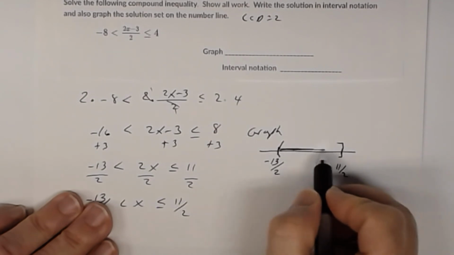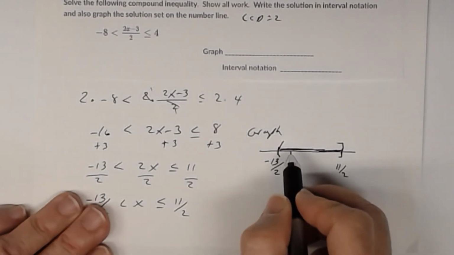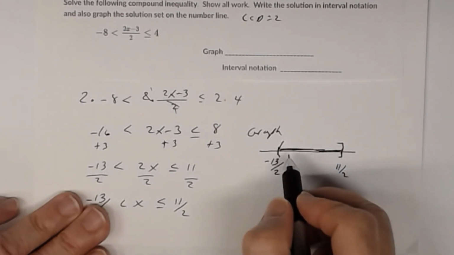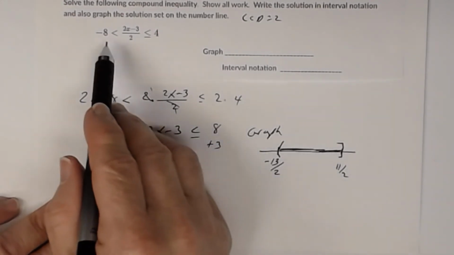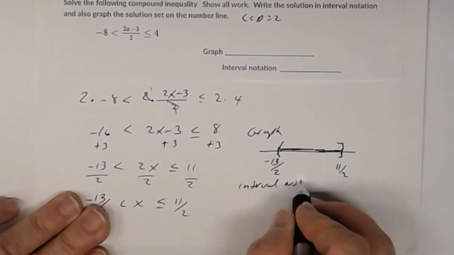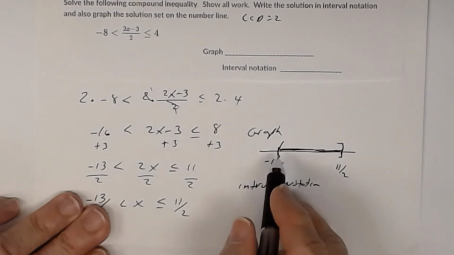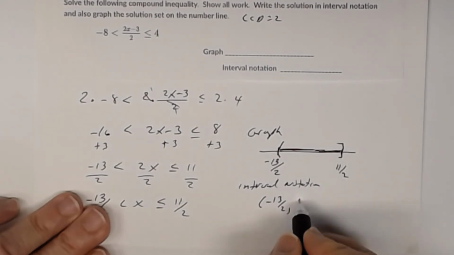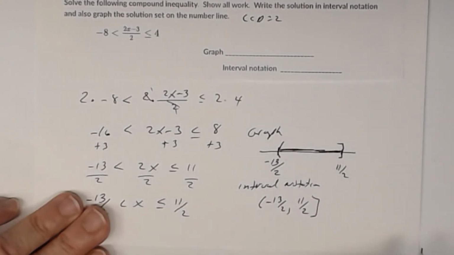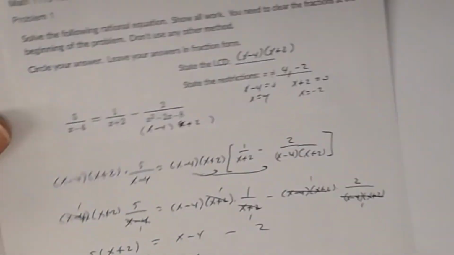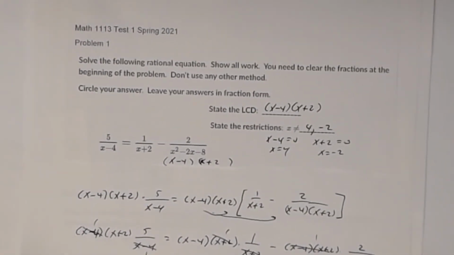And then you shade in. The shading in means that any real number that's in here, and there's an infinite number of those, an infinite number of solutions here, will be a solution to the original. And so interval notation, you just read it from left to right: parentheses, negative 13 halves, comma, all the way to 11 halves with a bracket. And that was it. So that is, let me get that first page, so that is the key to test one.